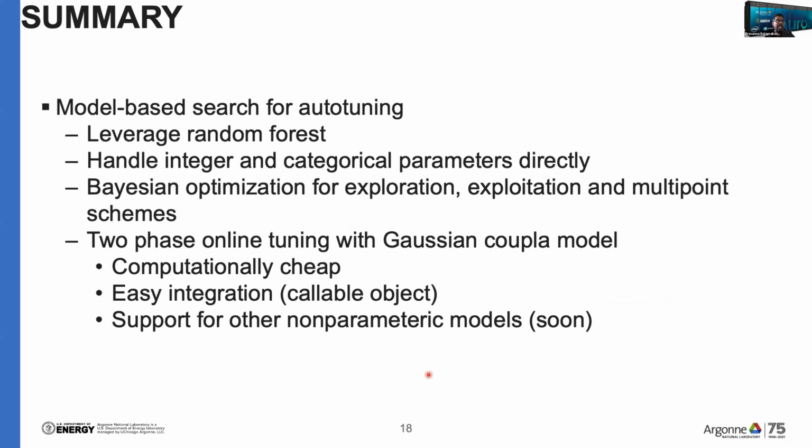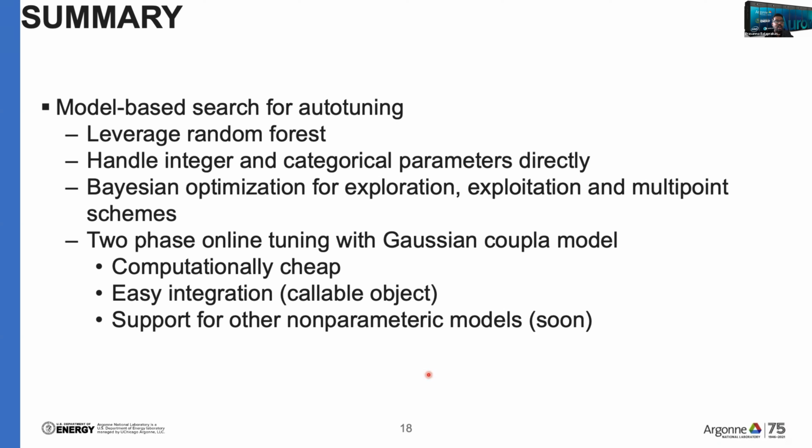Okay, so I'm almost at the end. To summarize, we have developed this model-based search for auto tuning within the PROTEAS-TUNE project, and the software is called ytopt. It uses a random forest. In particular, this type of model is well suited if the search space is characterized by integer and categorical parameters. It uses Bayesian optimization for exploration and exploitation. In particular, it provides parallelization schemes using Kriging Believer and multi-point evaluation schemes.